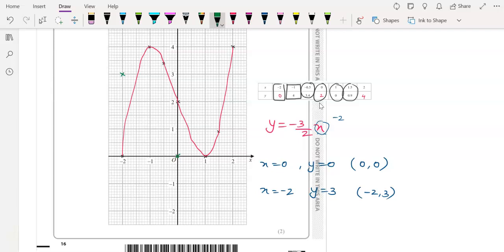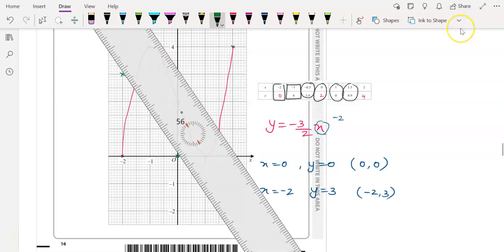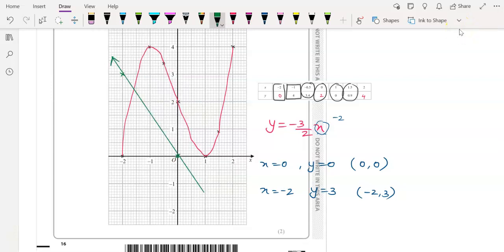So these 2 points, now we need to join them to get our straight line. So we join the 2 points that we have plotted. Okay, so this is the required line. Now, this line is y equal to minus 3 over 2x.